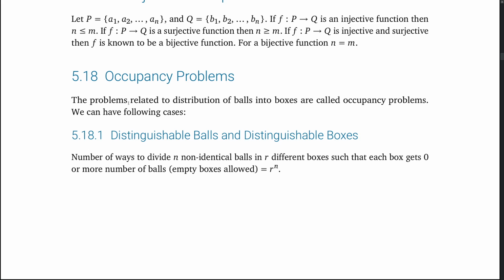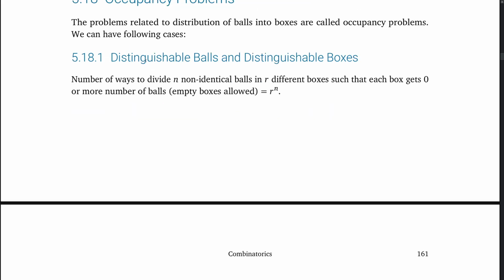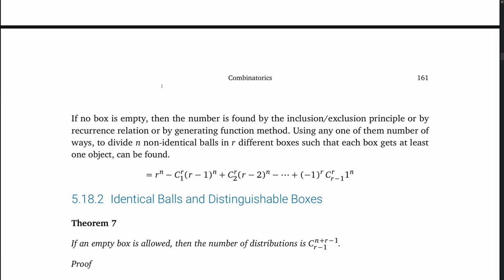Occupancy problems. The problems related to distribution of balls into boxes are called occupancy problems, and we have the following cases. The first case is distinguishable balls and distinguishable boxes. The number of ways to divide n non-identical balls into r different boxes such that each box gets 0 or more balls is r to the power n. So it means that empty boxes are allowed.